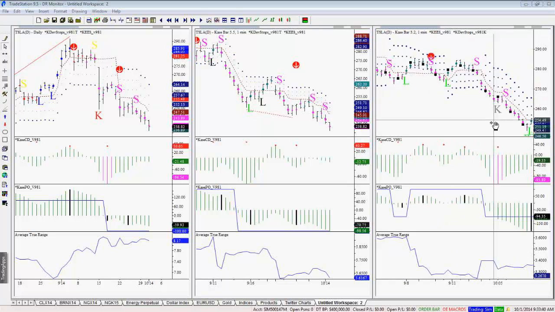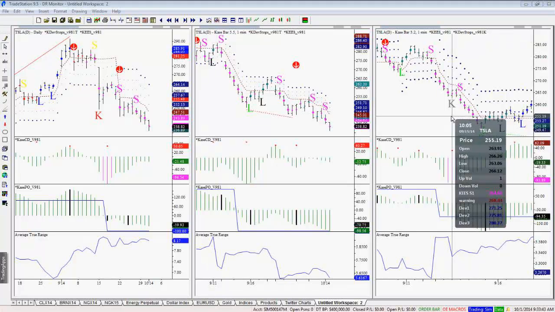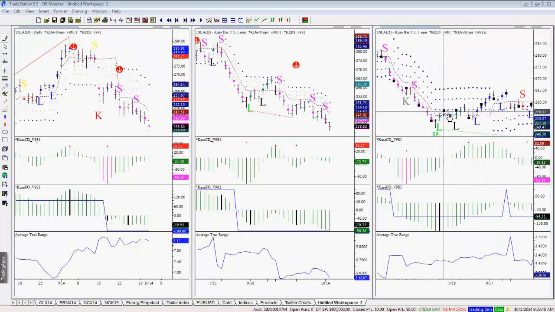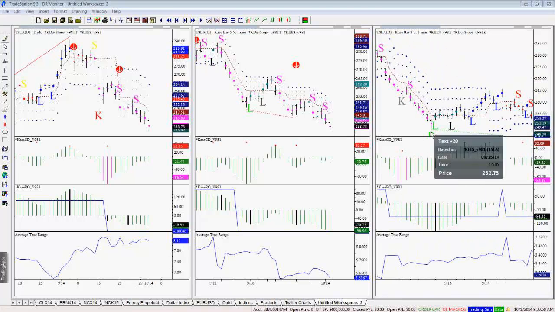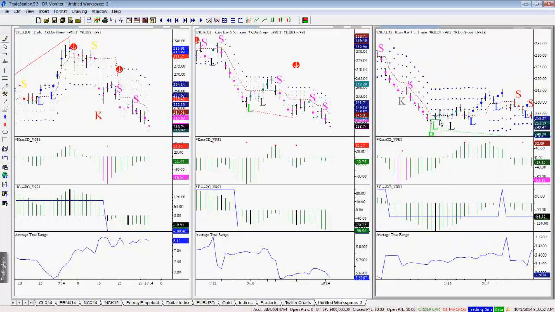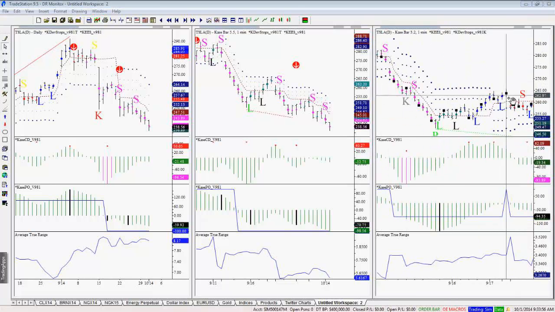But one of the things that I want to show you guys is, we might have taken some profit here on the 3.2 Kase bar chart. We have a peak out here that hits Dev 1, so we would have been out. We have long trades. We have a divergence. As this move down has taken place, it's been pretty darn clean on the daily chart. We had this KCD peak, but otherwise it's been pretty clean.